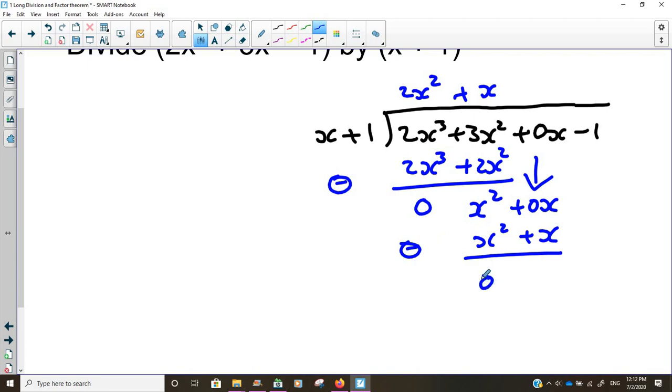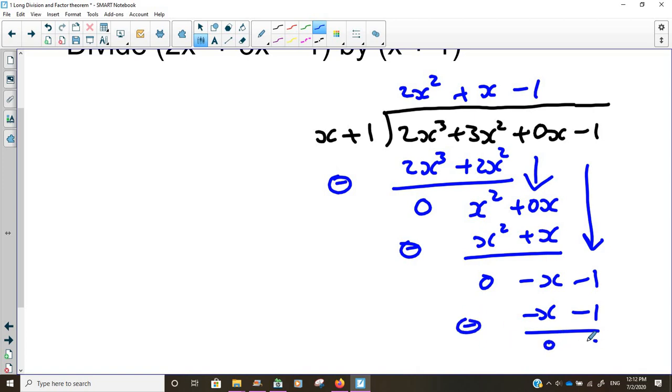You should always get a 0 here as this first term, but I always like to just multiply things out and subtract just to make sure that I've done it right. It's just a way of double checking your working. 0x or 0 minus x is minus x. And bring down the next term. Okay, and start again. X is into minus x is minus 1. Minus 1 times x is minus x. Minus 1 times plus 1 is minus 1. And you can see when we subtract these, we get 0 remainder.